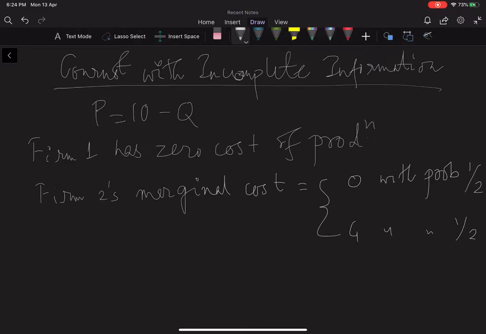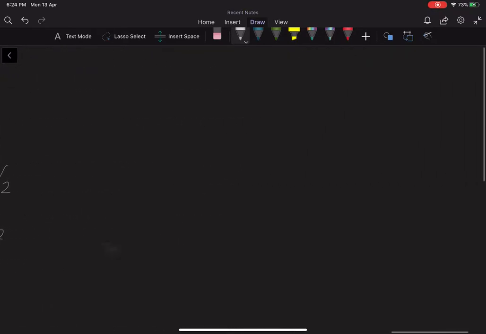Now basically 2's marginal cost is 0 times Q2, which is 0, or 4 times Q2, depending on which type it is. We will refer to the 0 marginal cost case as the second firm being a low type. Low meaning the cost is low. So we'll refer to this case as L type firm, and we'll refer to this as high type firm 2, right?